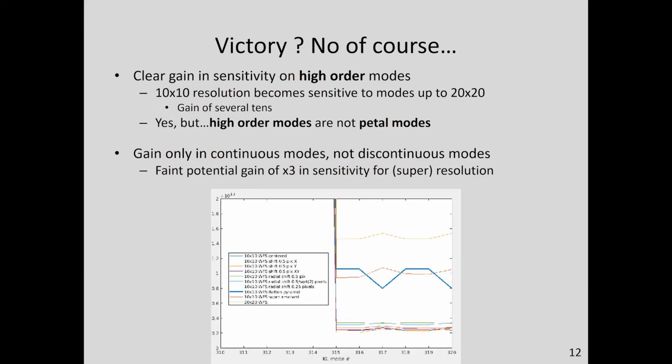Okay, we gain in sensitivity for higher order modes, but these higher order modes are actually not petal modes. If we look at the gain in sensitivity for these petal modes, by putting some real petal modes in the system and calibrating them, it's not at all in the same order of magnitude. We gain a little bit, ×3, but this is not what we are looking for. We want to gain a lot of sensitivity, and this is not the case.